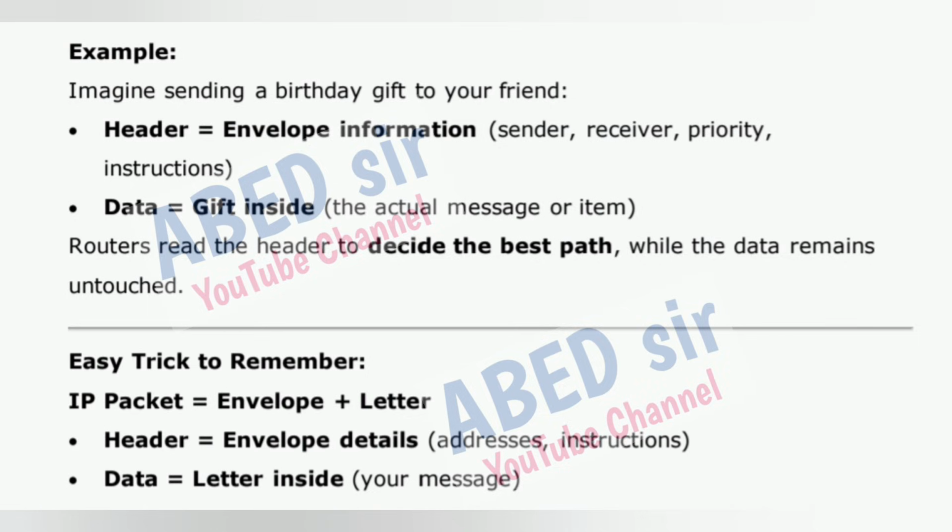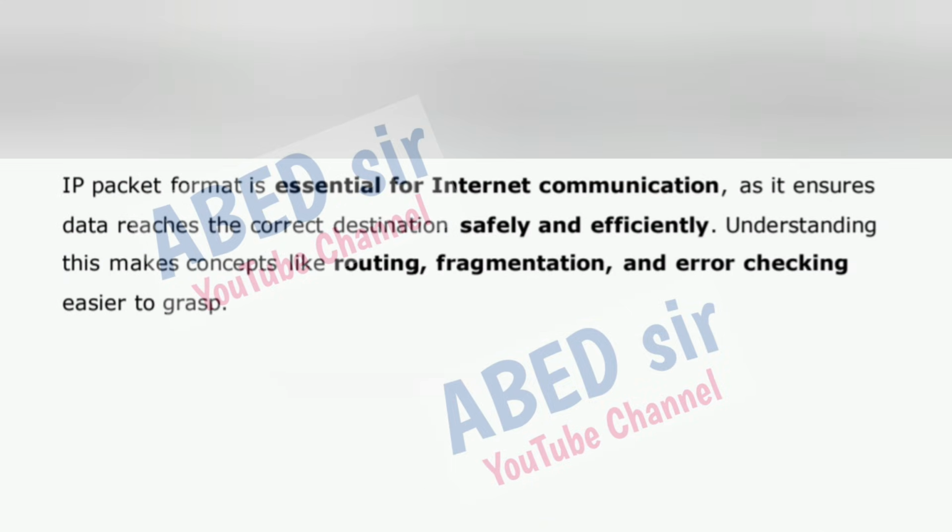Easy trick to remember. IP packet is equal to envelope plus letter. Header is equal to envelope details, addresses, instructions. Data is equal to the letter inside, your message. IP packet format is essential for internet communication as it ensures data reaches the correct destination safely and efficiently. Understanding this makes concepts like routing, fragmentation, and error checking easier to grasp.